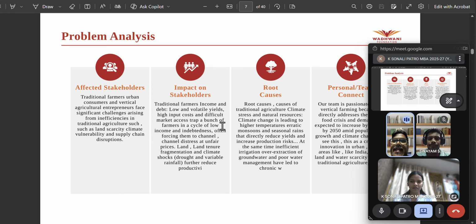So now I will tell the problem analysis. There are three main issues which I am going to discuss. The first issue is that farmers face low income and climate risk. Consumers face high prices and low quality products. Supply chains are inefficient due to poor transportation, and products get damaged during transportation.